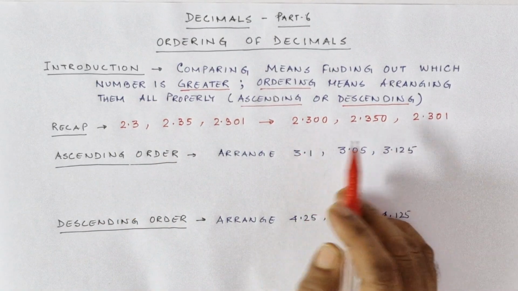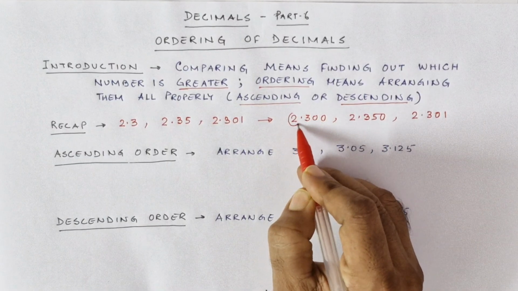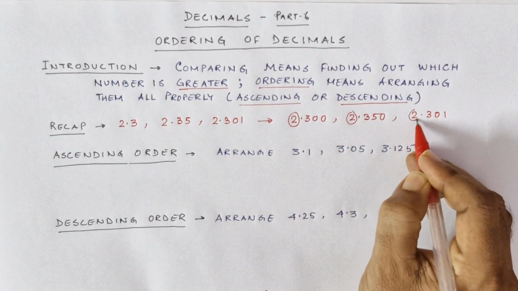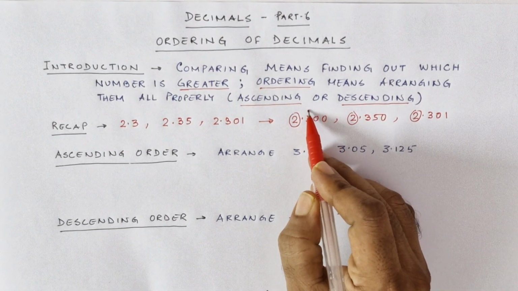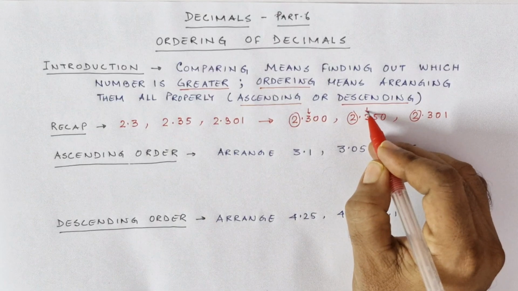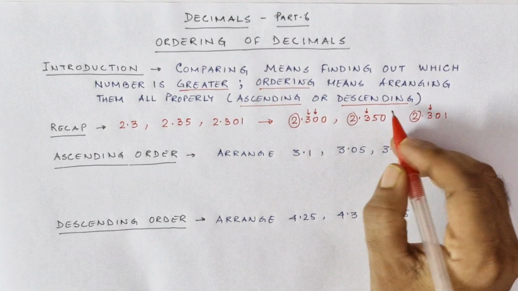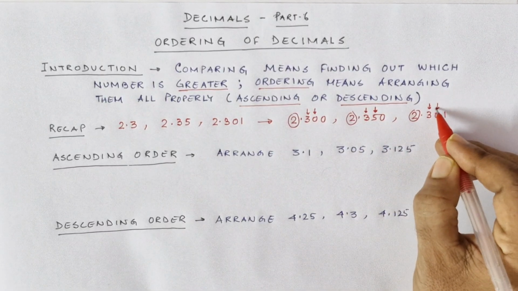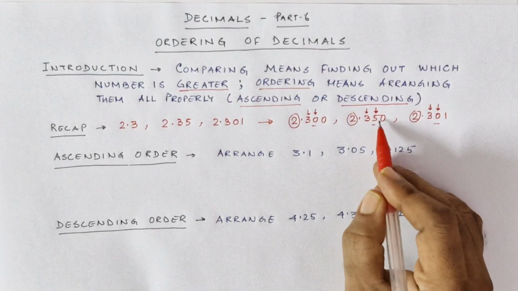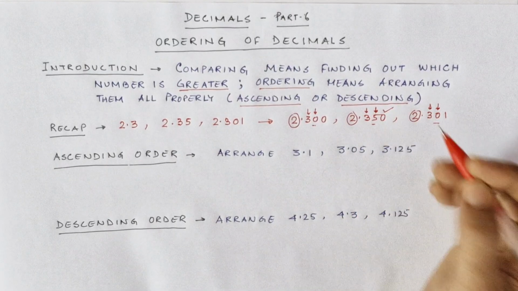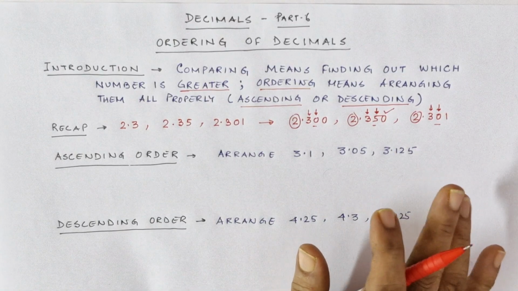First of all you need to compare the whole numbers. The whole number parts are the same. Then after the decimal, look at the 10th digits, and they are the same. Now look at the 100th digits. This is 0, this is 5 and this is 1. So 5 is greater than 0 and 1, so this one will be the greatest of these 3 decimals. We learned that in the previous lecture.